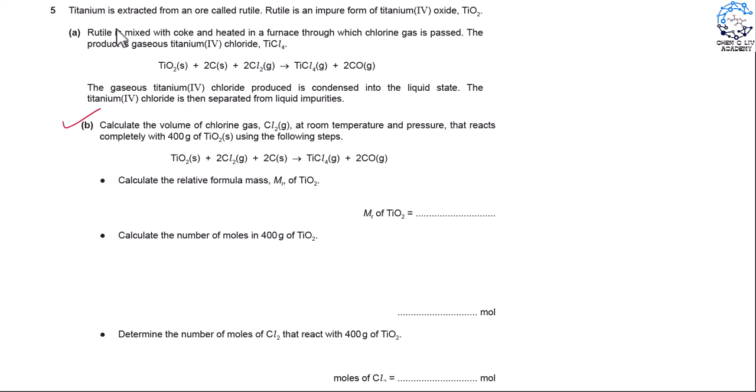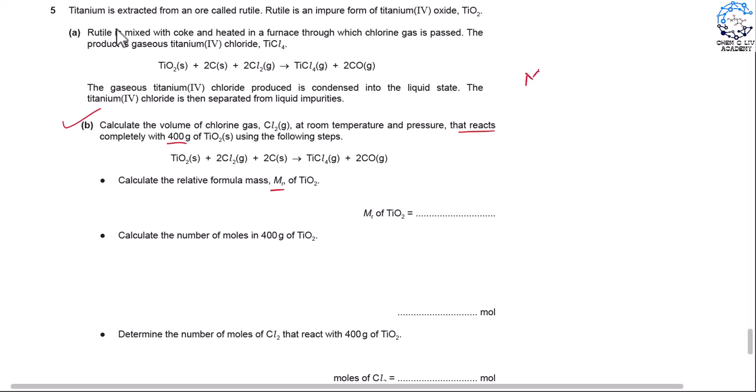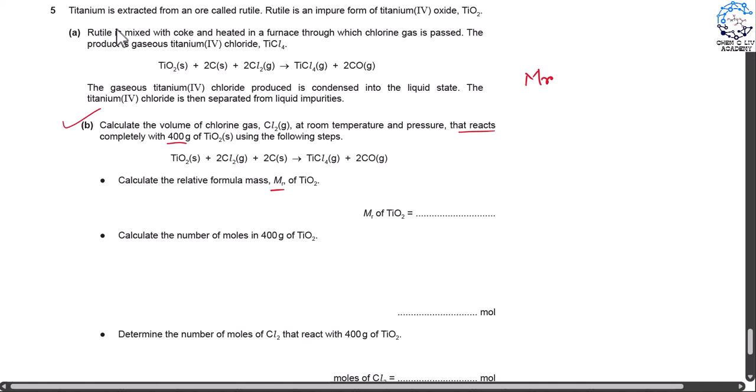We need to find the volume of chlorine gas that reacts completely with 400 gram of titanium oxide using the following steps. First, calculate the relative molecular mass, Mr, of TiO2. Very simple, we need to calculate Mr, so you can get the Ar data, atomic masses, from the periodic table given. One titanium has mass 48, plus 2 oxygen, so 16 times 2.